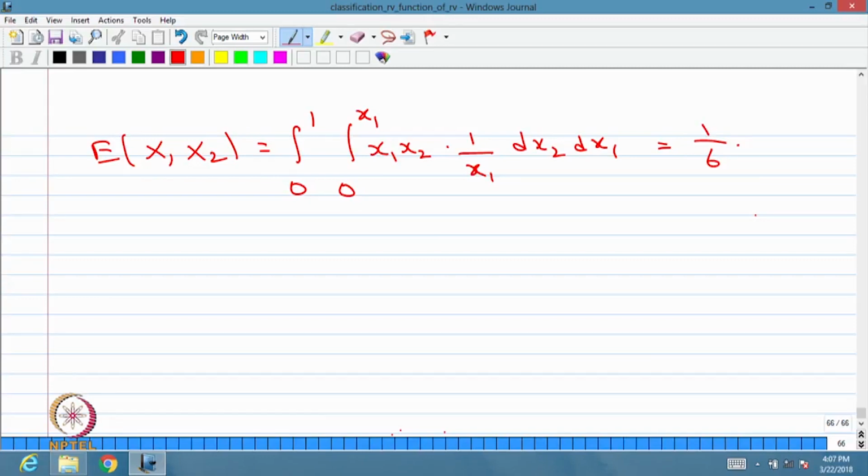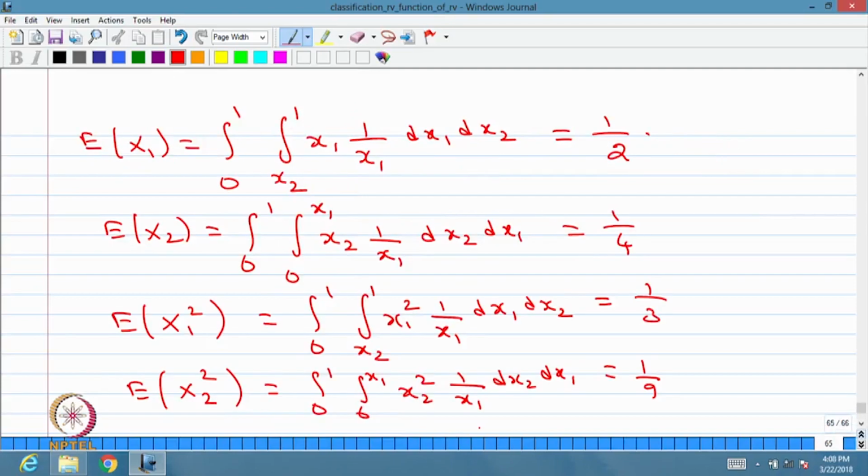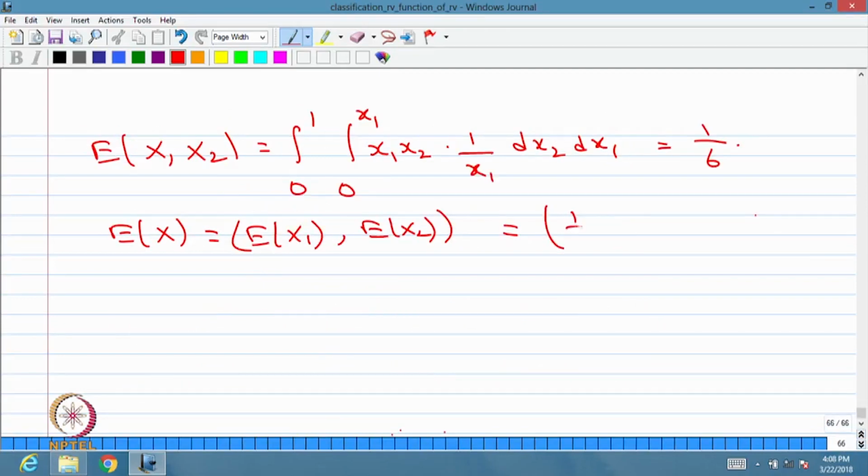So now we are going for the next result, that is expectation of a random vector. That is a vector whose elements are expectation of x1 comma expectation of x2. Already we got the result: expectation of x1 is 1 by 2, expectation of x2 is 1 by 4. Therefore this vector is 1 by 2 comma 1 by 4.